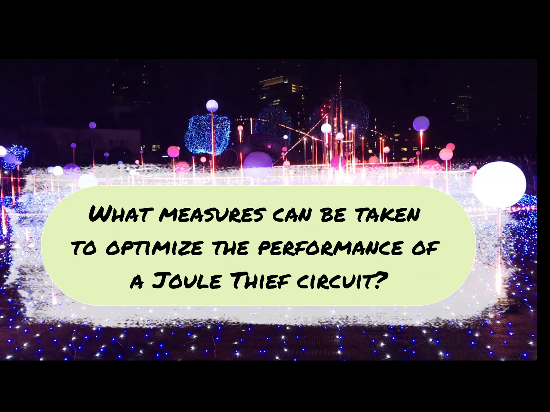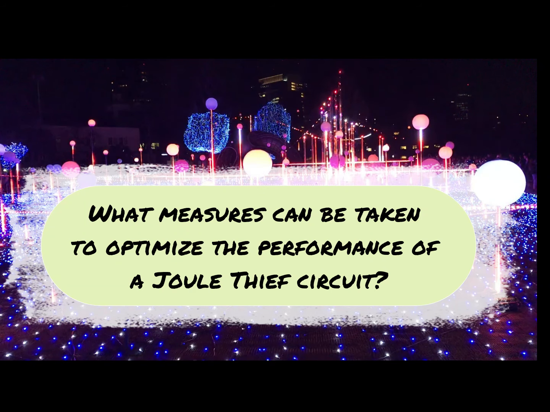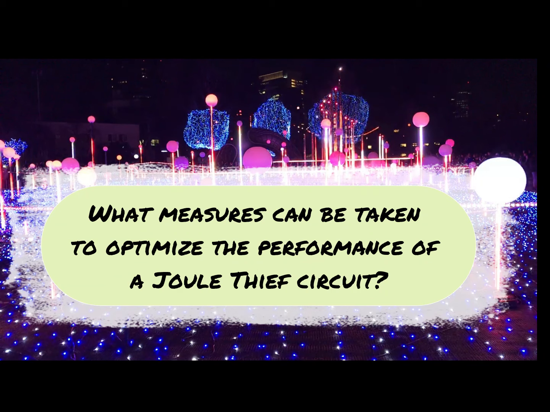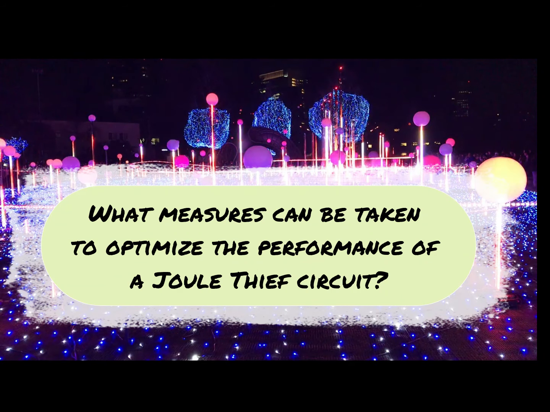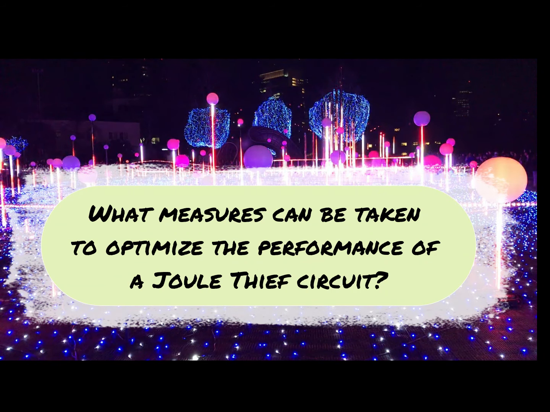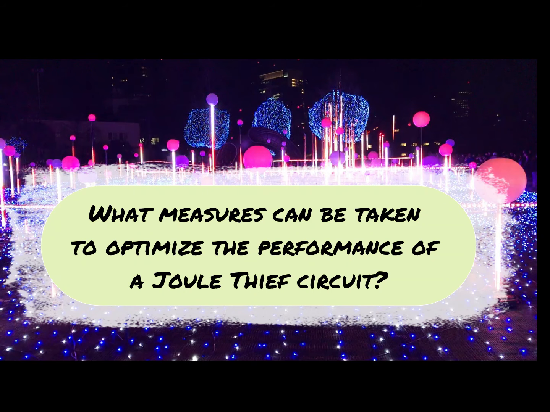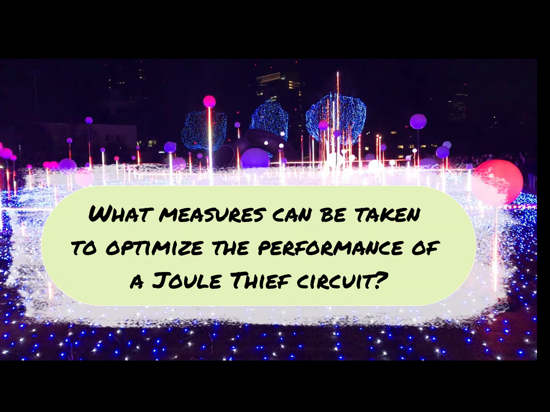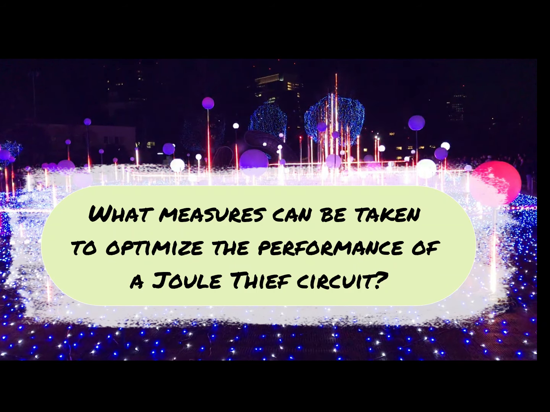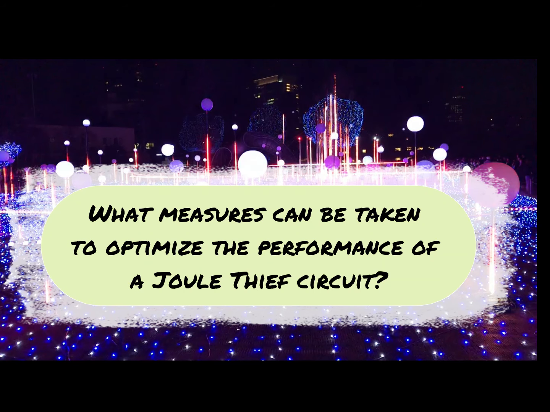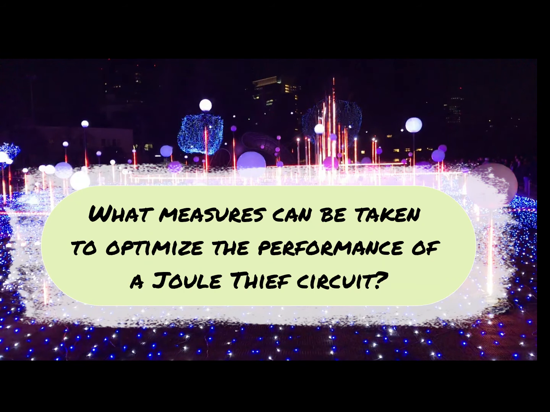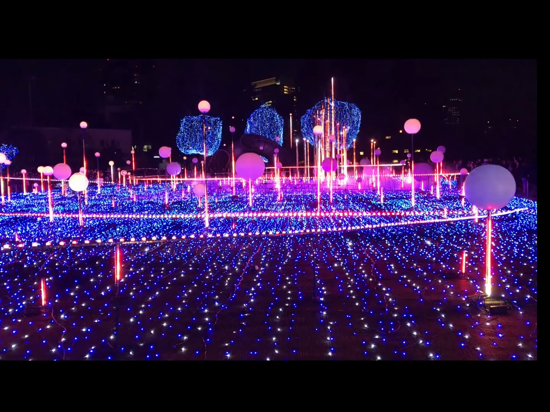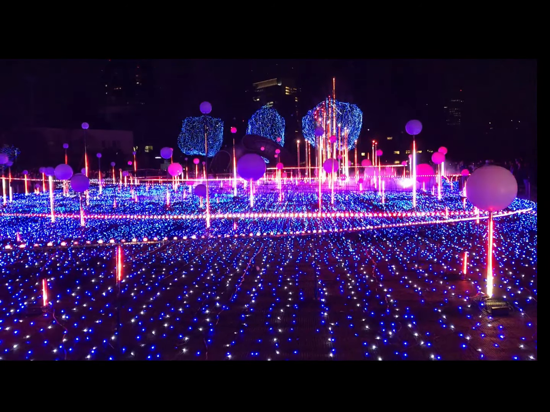Minimizing losses. The Joule Thief circuit can experience losses due to the resistance of the components or other factors. Minimizing losses can be done by using high-quality components, reducing the length of wiring, or using thicker wires. By taking these steps, it's possible to optimize the performance of a Joule Thief circuit and achieve better efficiency and performance.